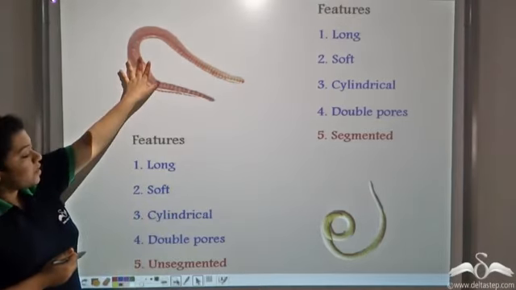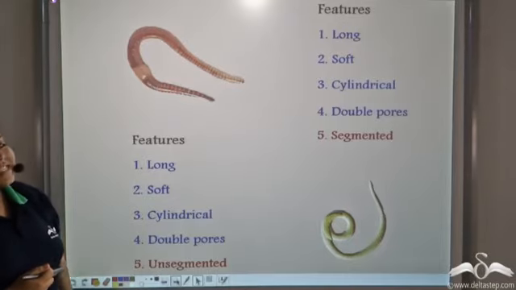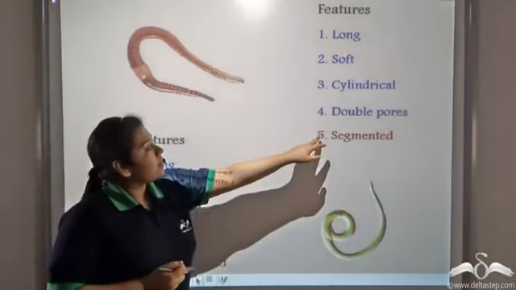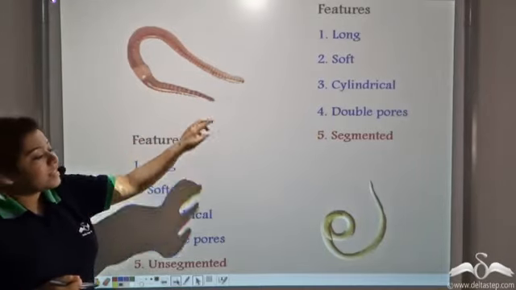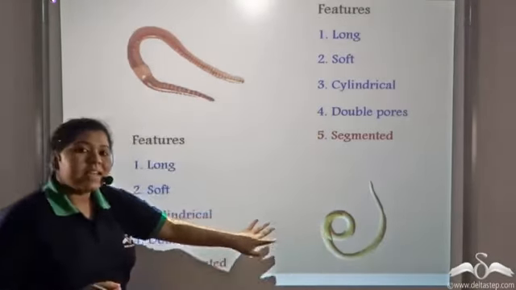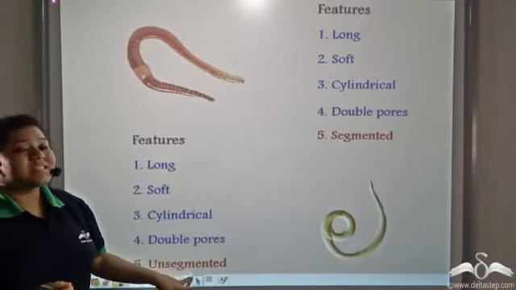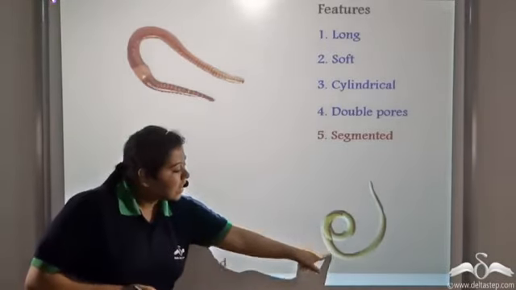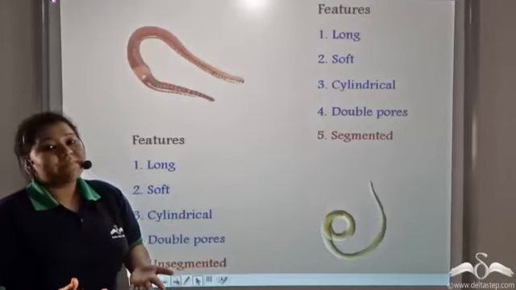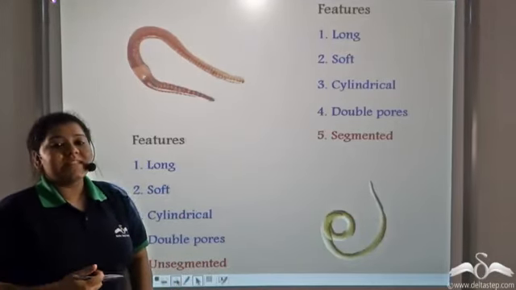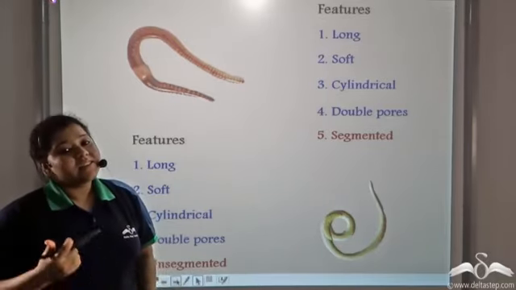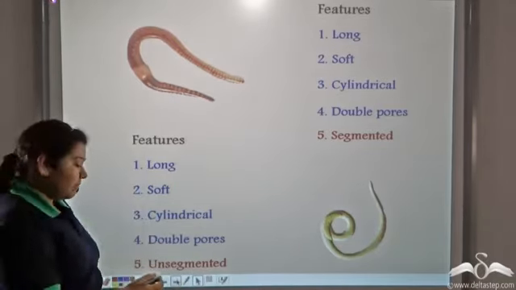See, the earthworm has a segmented body. There are ring-like segments on the earthworm, but in the case of the Ascaris, they have an unsegmented body. See, they do not have any ring-like segmentations in their body. So because of this major difference, they have been placed under two different phyla.